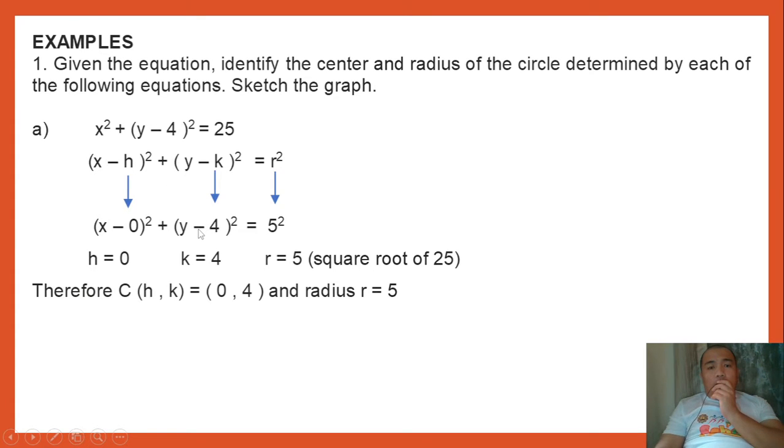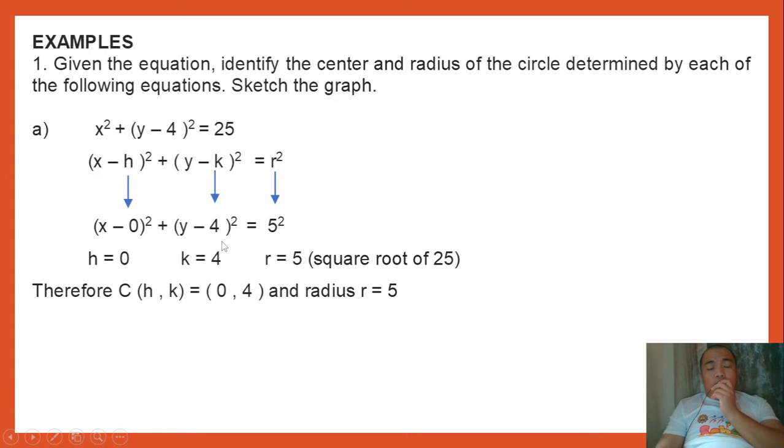So, bakit dito minus 4? Bakit positive 4 dito? Yes? Because in the equation, y minus k. So, that means positive 4. Pero pag plus yan, y plus 4, that means negative 4 naman yung k.